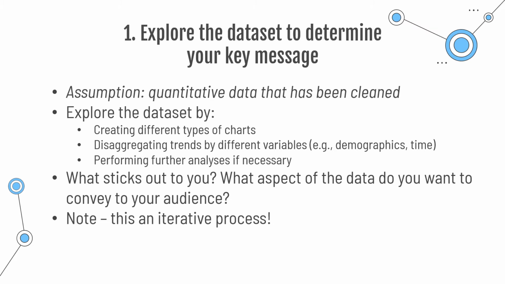So some questions that I like to ask myself at this step are, what sticks out to you? So what aspects of the data do you want to convey to your audience? Is there perhaps a clear outlier in terms of a group that has a different trend? Is there a really consistent trend across different groups, etc.? What would you want to tell an audience about the data?